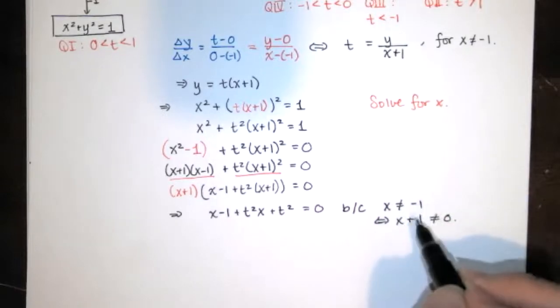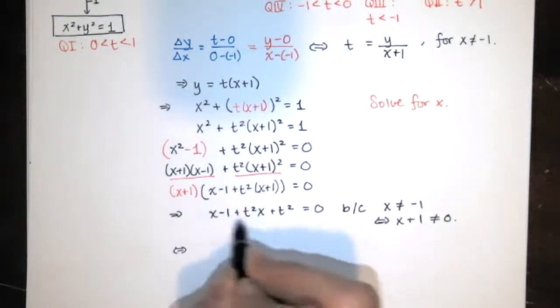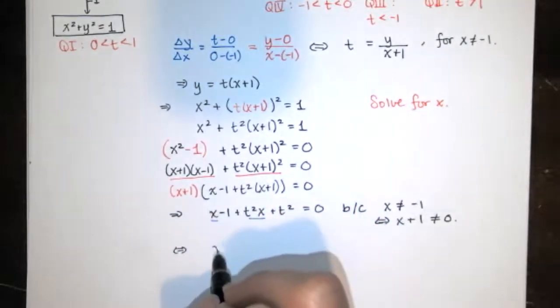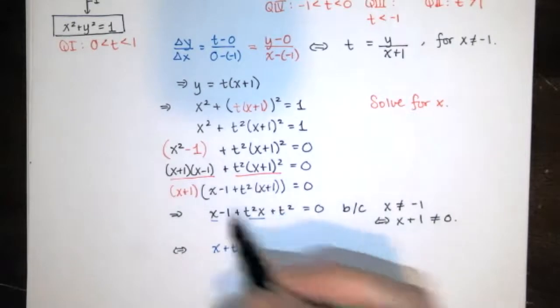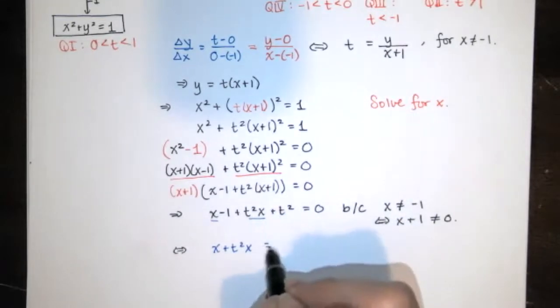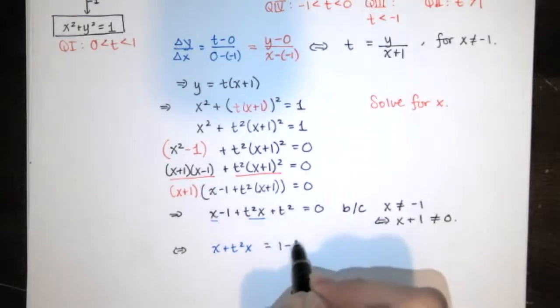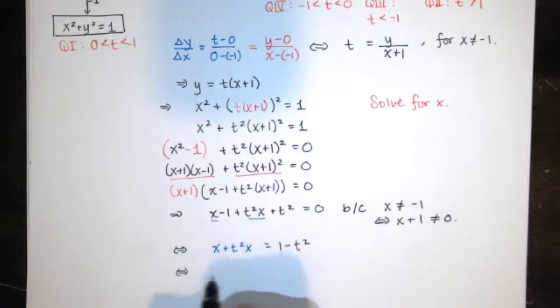So since x is not equal to -1, you can add the 1 to both sides, and you have x plus 1 is not equal to 0. And now you have this equation that you can solve for x in terms of t. It's easy enough to do. Just group the terms involving x. I've got one here and one here. And then I've got a t squared and a 1. I think I'll add that 1 to both sides and subtract that t squared from both sides. And then let's factor out the x over here.